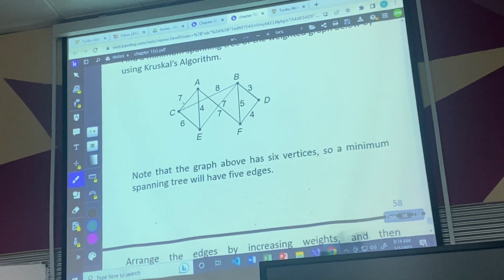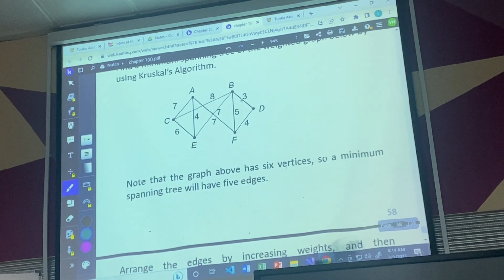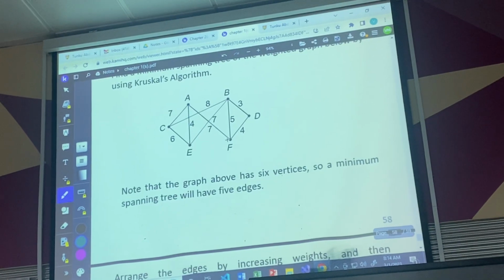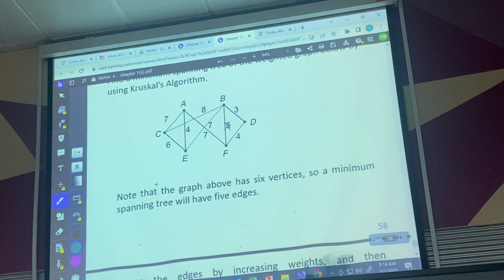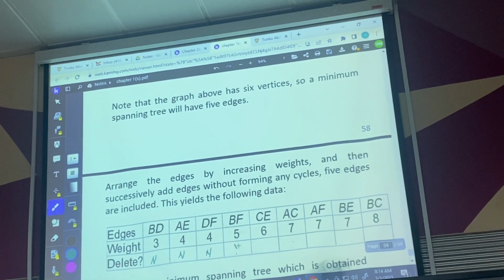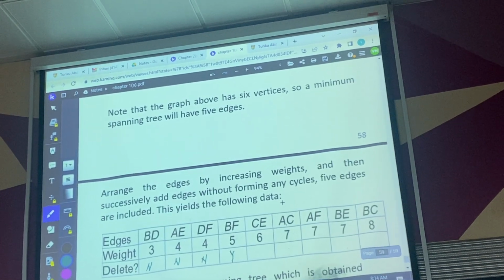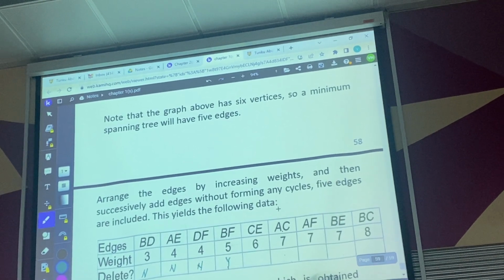What happened to the graph? It will be a cycle, right? So it will form a cycle here. That means we cannot choose this anymore. Then we need to delete the BF. So in this case, we will say yes, delete it.